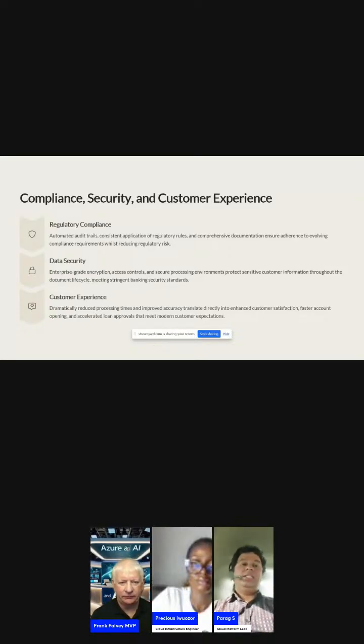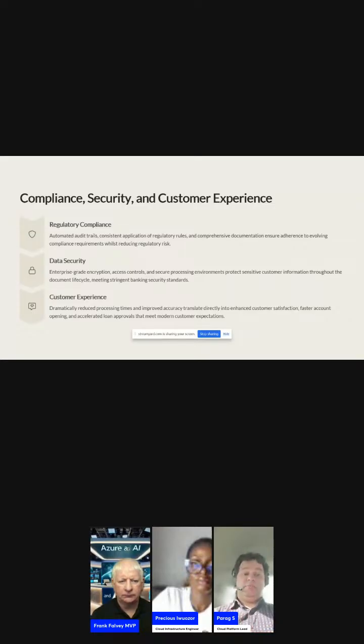So as I said, compliance, security, and customer experience are key, as well as the benefits that we will get from this AI model. Regulatory compliance: automated audit trails, consistent application of regulatory rules, and comprehensive documentation ensure adherence to evolving compliance requirements while reducing the regulatory risk, and it will always be consistent every time.